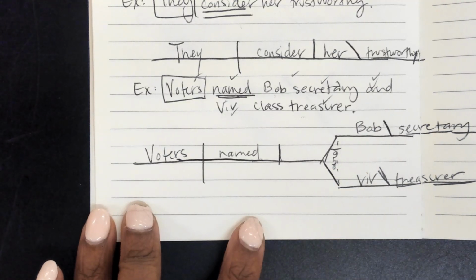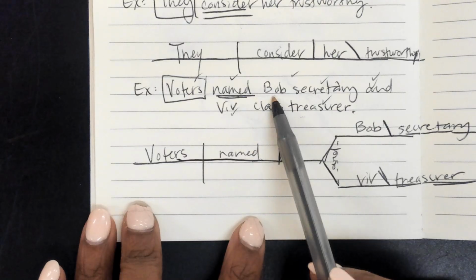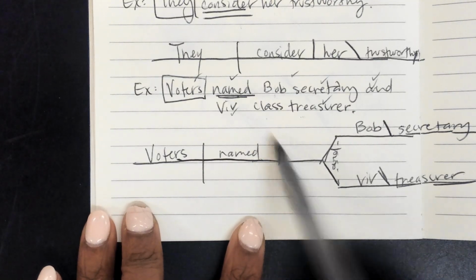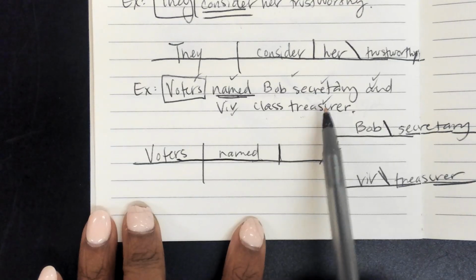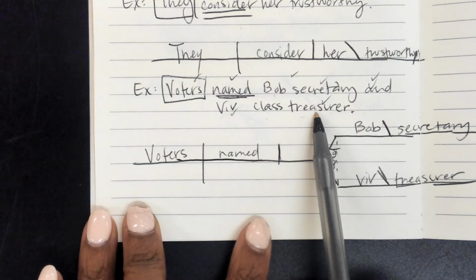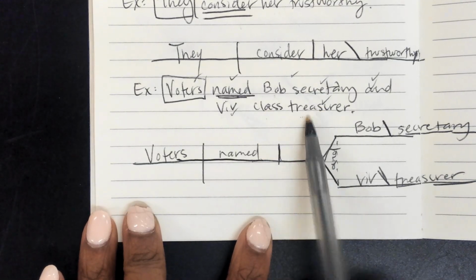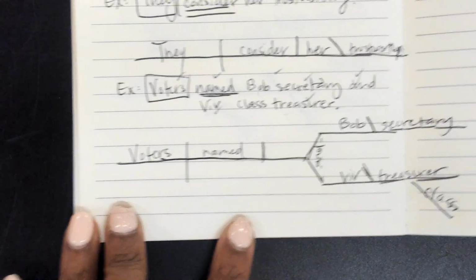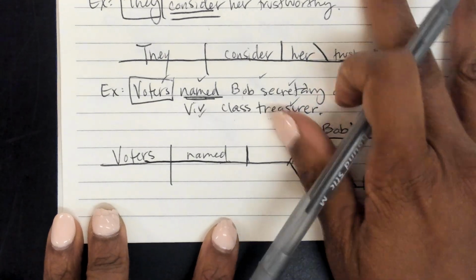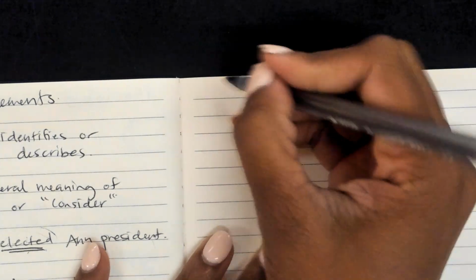Okay, lastly, what word am I missing? Yep, I'm missing class. Okay, where does class go? What is that telling me more about? Yes, it's telling me more about treasurer. What kind of treasurer? The class treasurer. So I put class below treasurer. Perfect. Okay, that wasn't so bad either. It's time to practice.